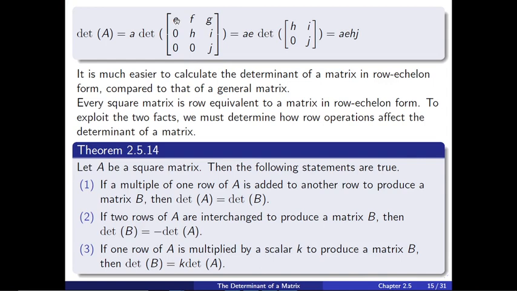Then again, if we expand according to the first column, we find out that we've got E times the determinant of the remaining matrix after removing column 1 and row 1, and that is the matrix with rows H, I and 0, J, and its determinant is obviously HJ. So we find out that the determinant is just the product of the diagonal entries of the matrix.